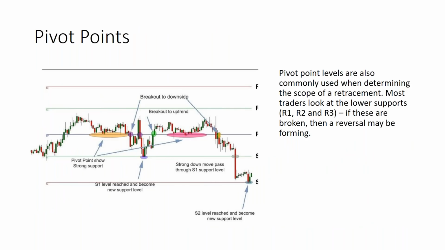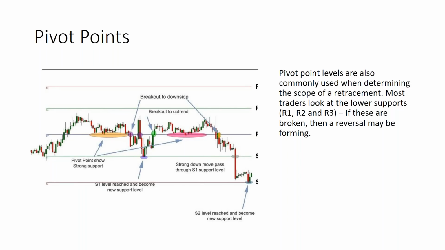Pivot points. Pivot points come from pivot point charts or support and resistance levels. Pivot point levels are also commonly used when determining the scope of a retracement. Most traders look for lower supports at the R1, R2, and R3. If these are broken, then a reversal may be forming.